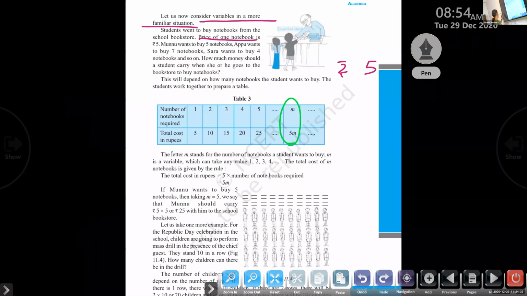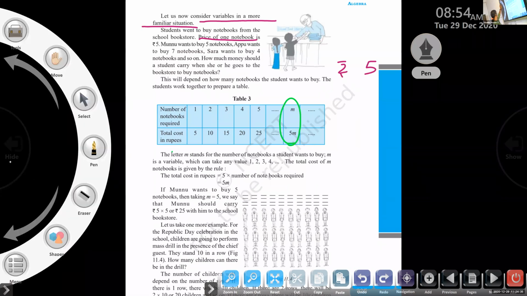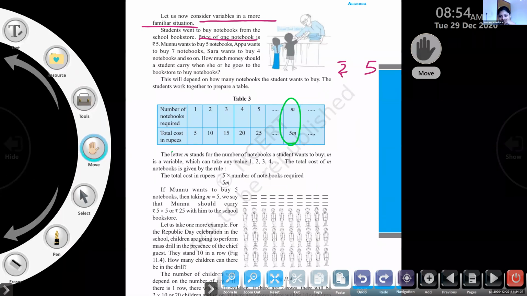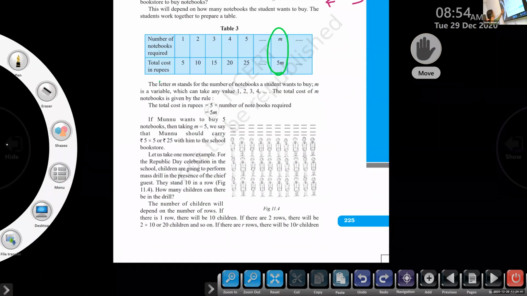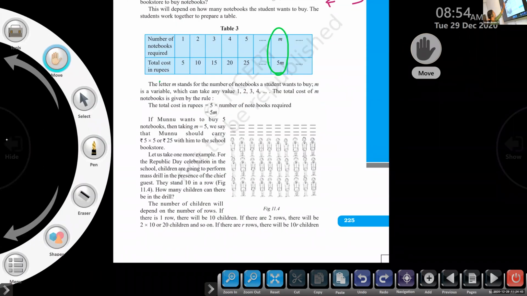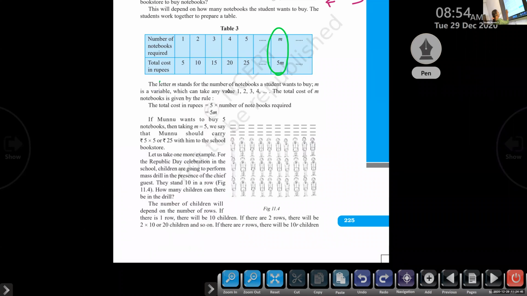Okay. Now, can you see the board again, children? Yes, ma'am. In the last we have one more example. Actually, this I have taken from the textbook itself, and given to you as a PDF. Because there are a lot of examples like this. Let us take one more example.